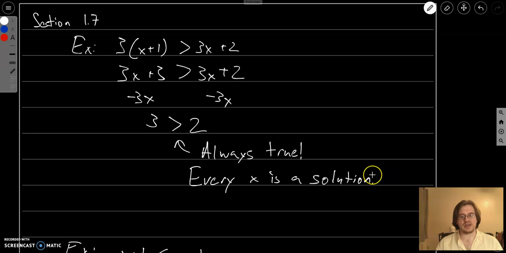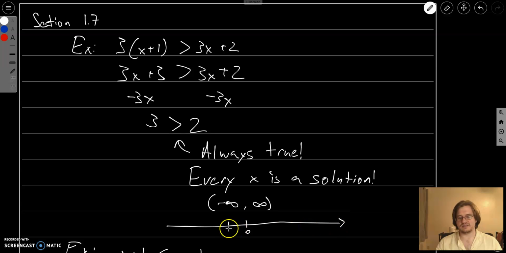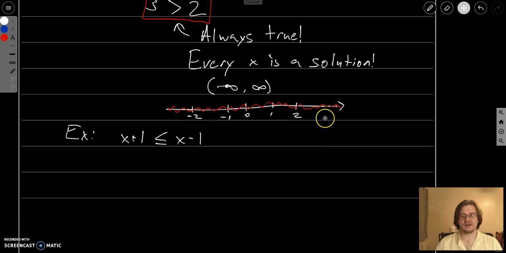So we can express this in terms of an interval as well. What I want to do is say every x from negative infinity up to positive infinity. So this is just the interval that is the entire real line. As in, if here's 0, and let's say negative 1, negative 2, 1, 2, and so on, this interval from negative infinity to infinity is just every single number. Everything solves this inequality because it's always true. And there's not a whole lot more that can be said for that one.